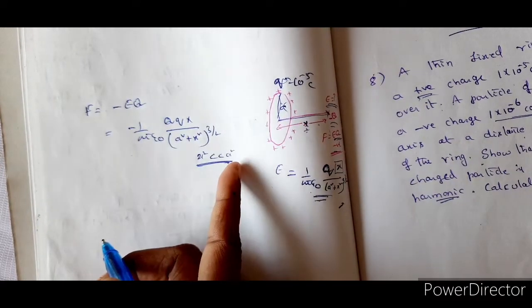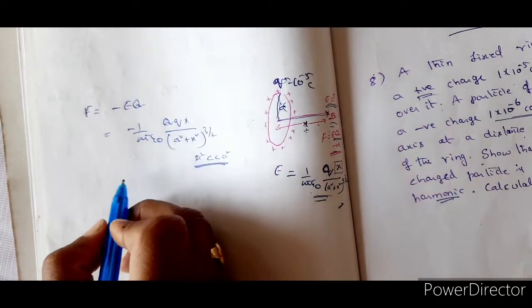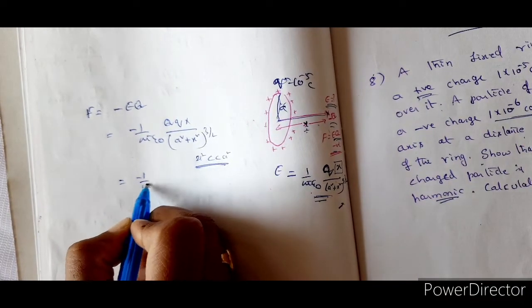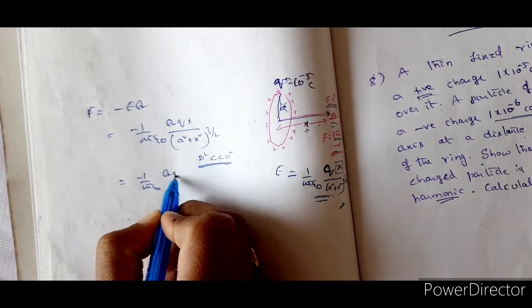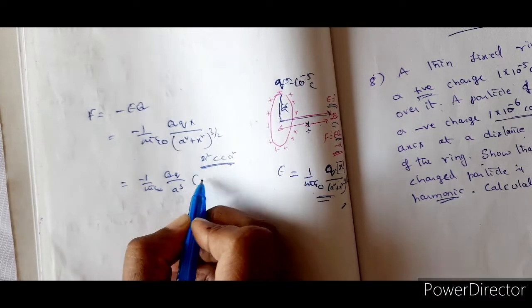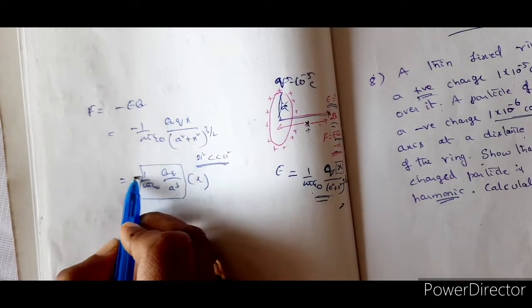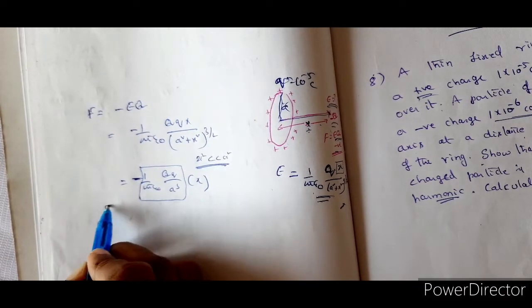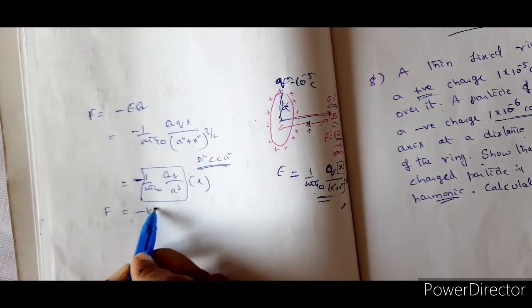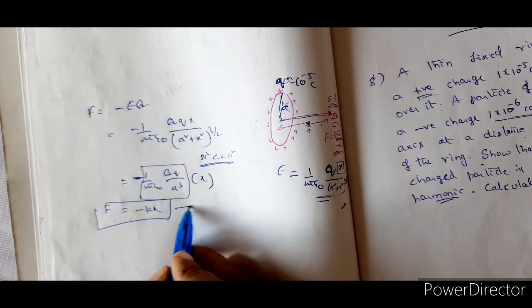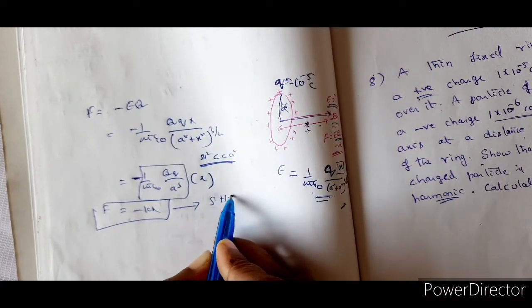X square is far less than a square means this will become minus 1 by 4 pi epsilon naught QQ by A cube into X, where the whole thing will become K, the force constant. Our F is equal to minus Kx, that means F is linear, hence simple harmonic motion.